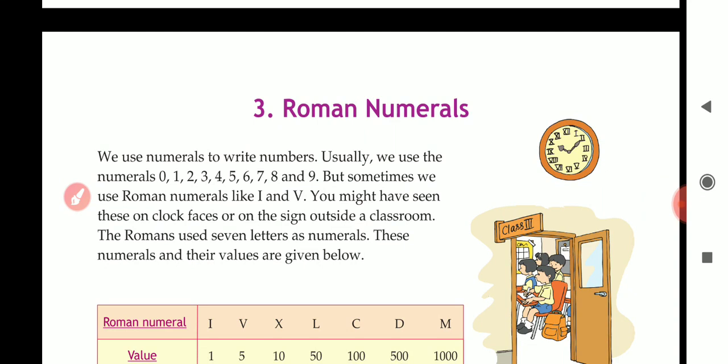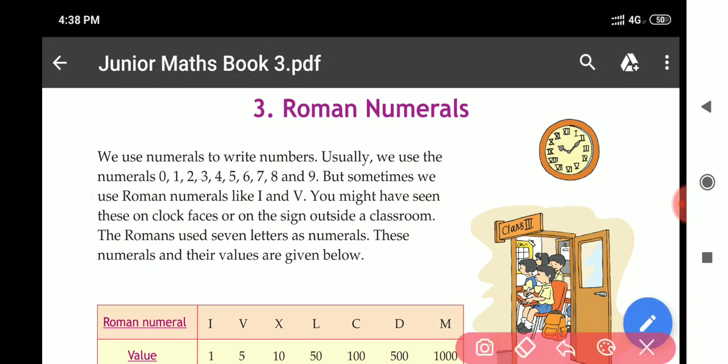You know the numbers or counting started from 0, but sometimes we use Roman numbers to show them. See, the numbers started from 0 to 9, and Roman numbers are I and V. We denote 1 by I and 5 by V. You might have seen these on clock faces or on the sign outside a classroom.